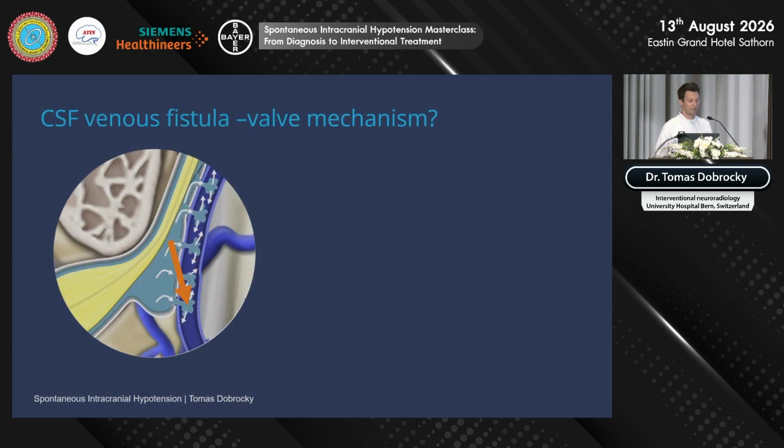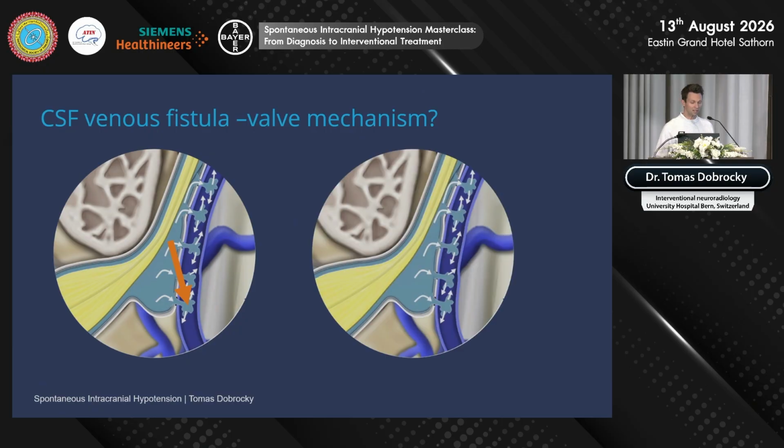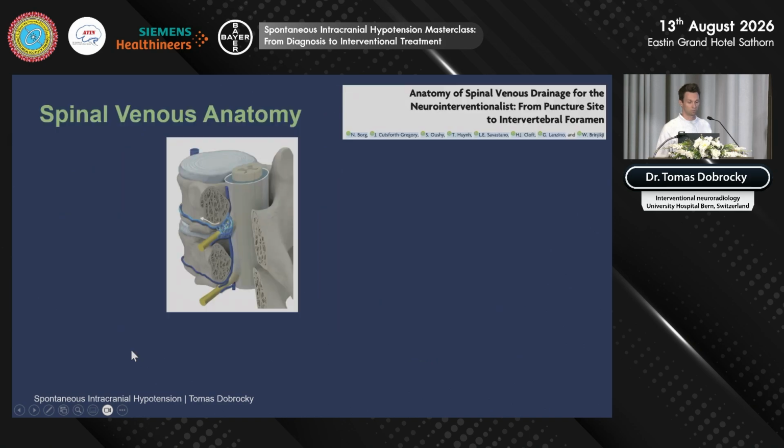It's a one-way mechanism, because what we never see in patients who have a CSF venous fistula is blood in the CSF. So probably the drainage is only unidirectional to the venous system, but not vice versa. This is also important when considering embolization in the vein. It's important to be sure that we don't embolize the other way around into the intrathecal compartment.